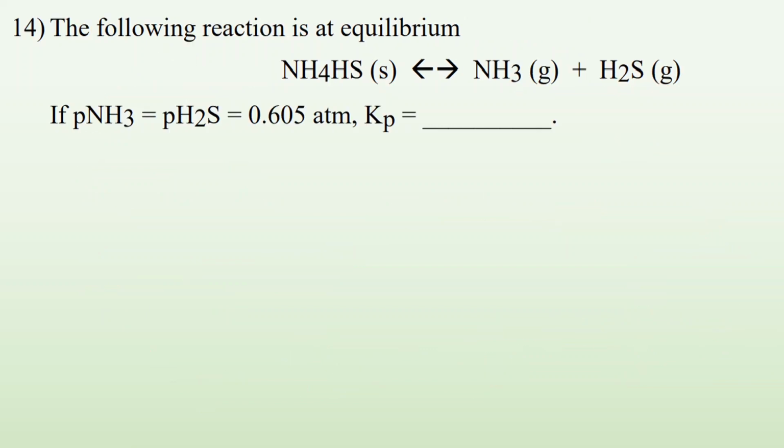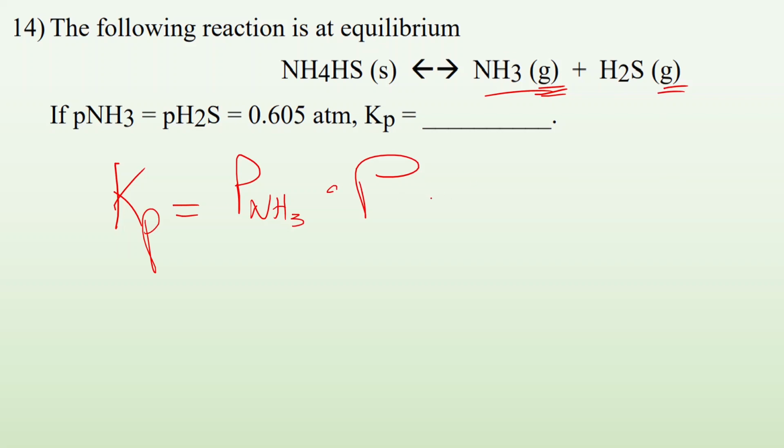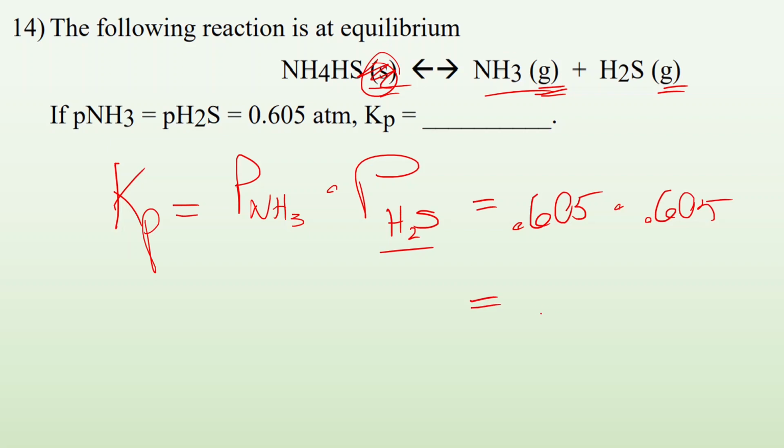14, the following reaction is at equilibrium. If the pressure of this is that and that, what is KP? So let's start with the expression. KP equals the pressure of the products. Here I got a gas, so the pressure of NH3 times the pressure of H2S, which is also a gas, divided by the pressure of the reactant. Since it's a solid, there is no pressure. So it says pressure of NH3 is 0.605 atmospheres times the pressure of H2S, which is the same value, 0.605. So when I plug those numbers in, the value I get is 0.366. So that would be my KP value.